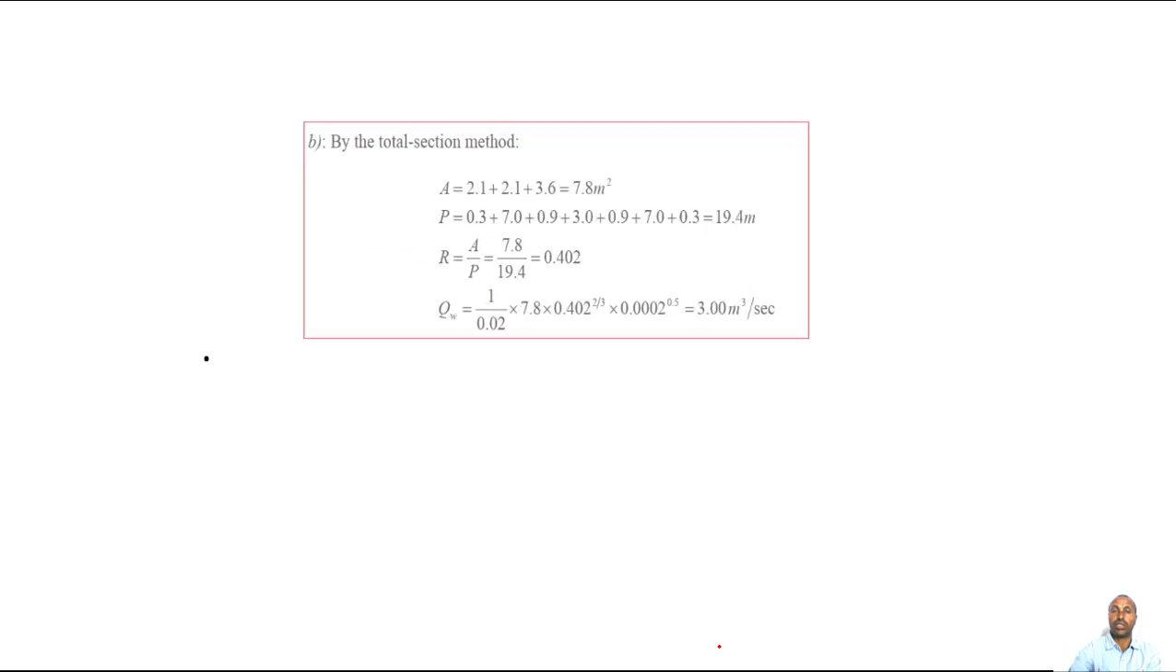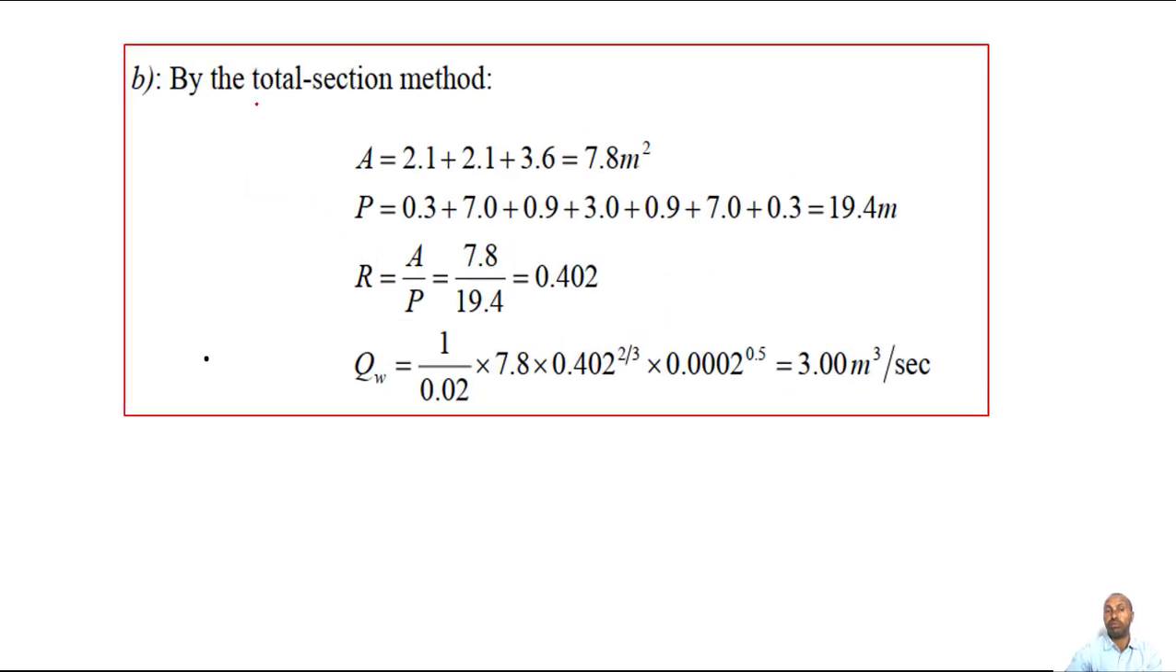Okay, let us see the second method, which is the total section method. For the total section method, you simply sum up the total area, 7.8 meters square, and the total perimeter P, P1, P2, P3, then finally you get this result. R is area over weighted perimeter, you have this one. Then the discharge according to the whole section method, since Manning roughness is the same for all, otherwise you have to compute an equivalent here. So it will be 3 meter cube per second.